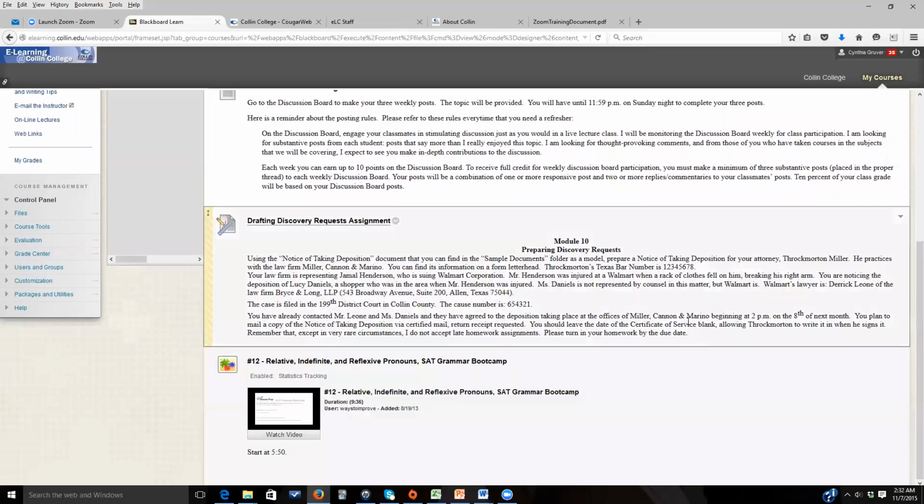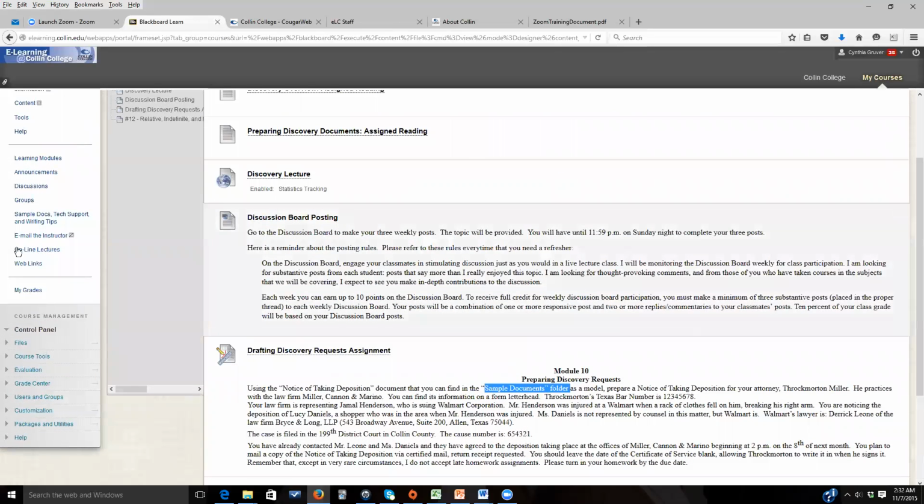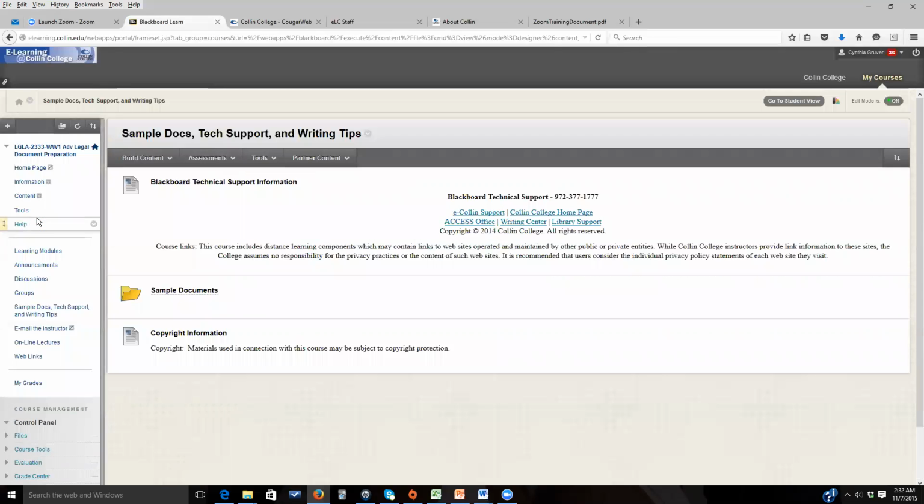So here we have the assignment for Module 10. There's no documents to open with this one, but as I'm reading here, I see that there is something called a sample document folder that we need to go to. So I'm going to flip on over here to sample documents. Go into the sample documents folder.